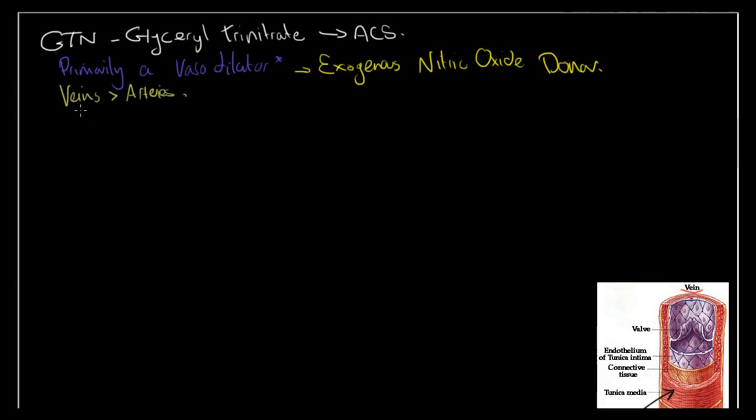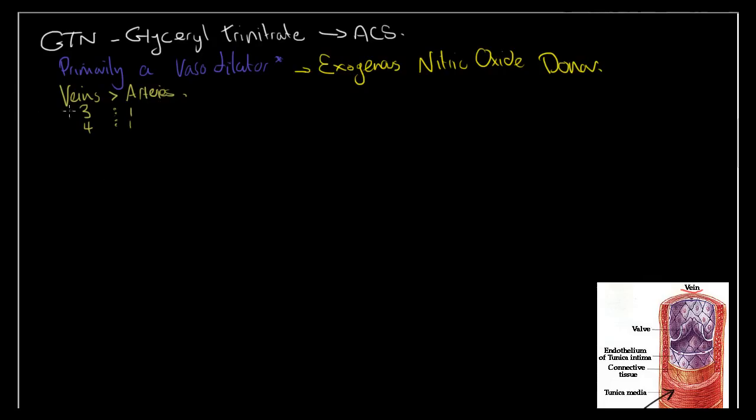And some say this is a 3-to-1 ratio. Others say a 4-to-1 ratio. So about 3/4 of the dilation effect is seen in veins, and 1 part of that is seen in arteries. So 1/4 or 1/5 of the effect is seen in arteries.